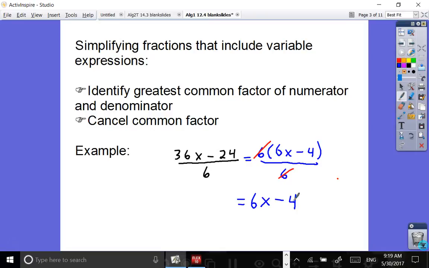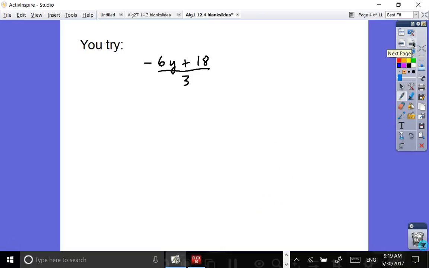Because 6 is a common factor in 36 and 24. So just like we did in the homework from last night, that means you take the 6 outside parentheses, and then you divide each one of these by 6. 36x divided by 6, 6x. 24 divided by 6, negative 4. Well, when I'm figuring out what goes inside the parentheses, divide. So try that one. See if you could figure out what gets canceled on that one.